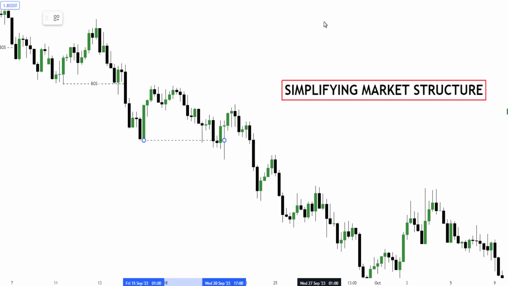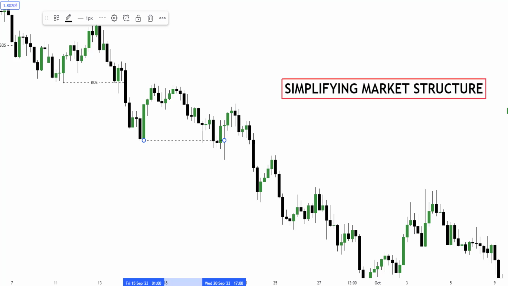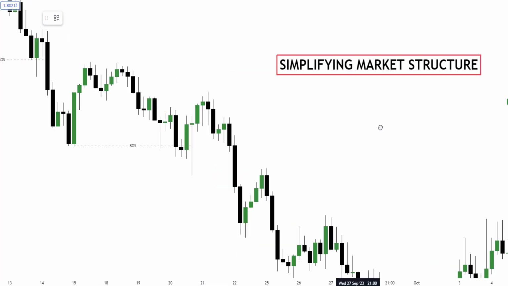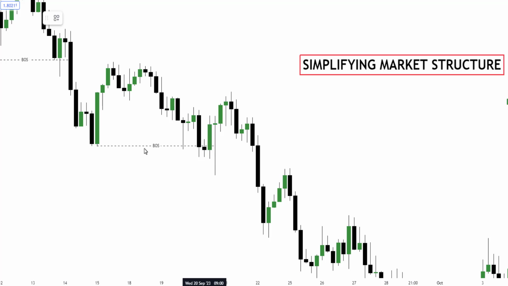Did you have a break of structure? Obviously you did. Why? Because you can see the body of this candle closing outside this line. So that is a valid break of structure. It is a valid break of structure because the body of this particular candle closed outside the lowest level. All right, when you draw your line, you're going to see it correctly.